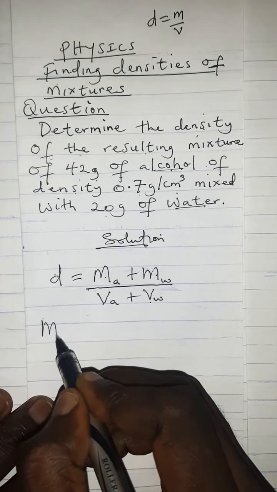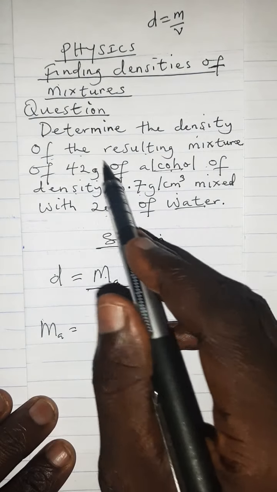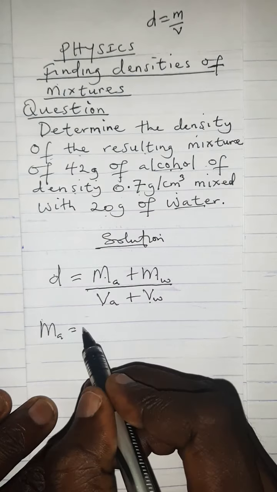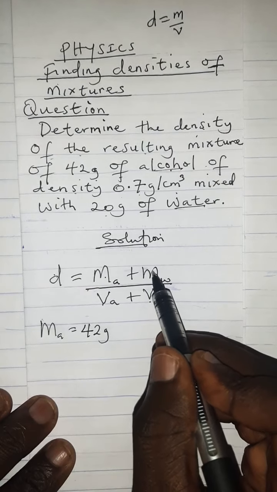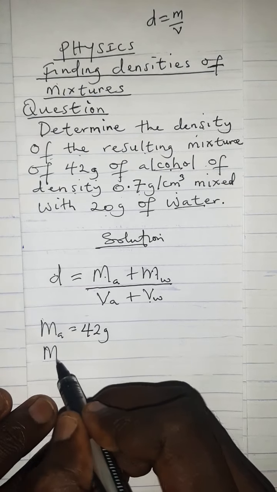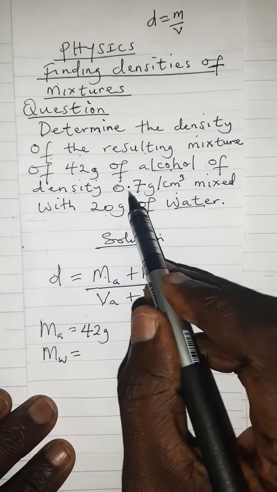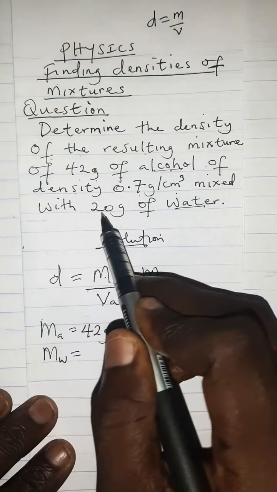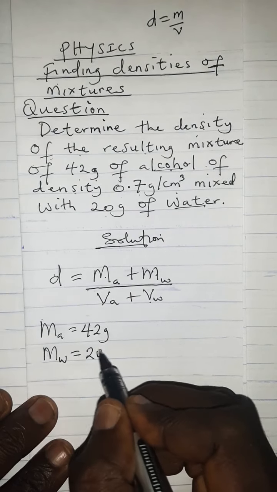So mass of the alcohol, is it in the question? Yes, there is 42 grams. Anything in gram or kilogram is your mass. See it, 42 grams of alcohol. So I'm going to write it down, 42 grams. Then the mass of water, is it there? Let's see. Alcohol of density 0.7 gram per centimeter cube mixed with 20 gram of water. Okay. So the mass of water is 20 gram.